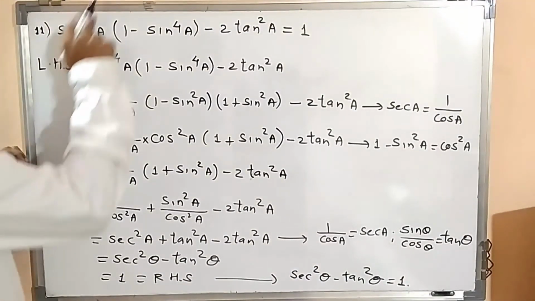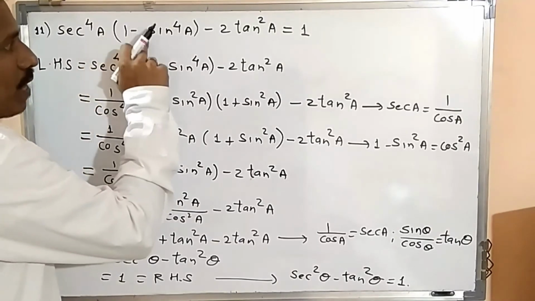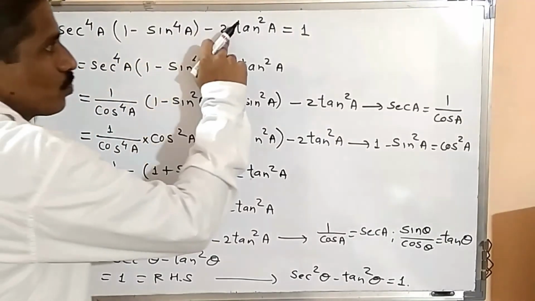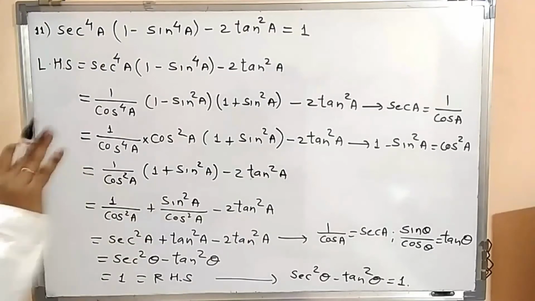Sub question number 11. Sec raised to 4A into bracket 1 minus sin raised to 4A minus 2 tan square A is equal to 1. We have to prove.